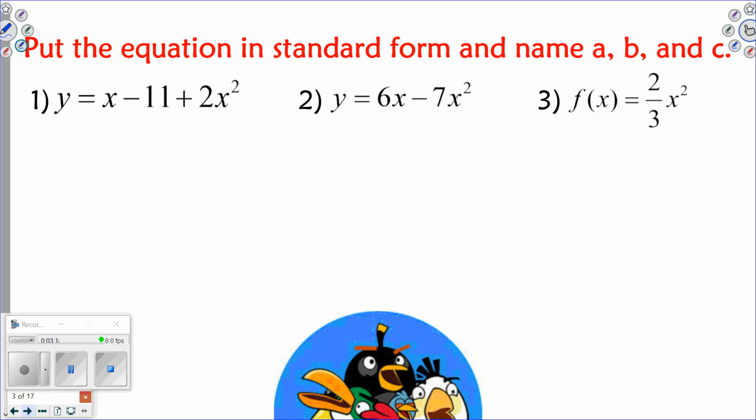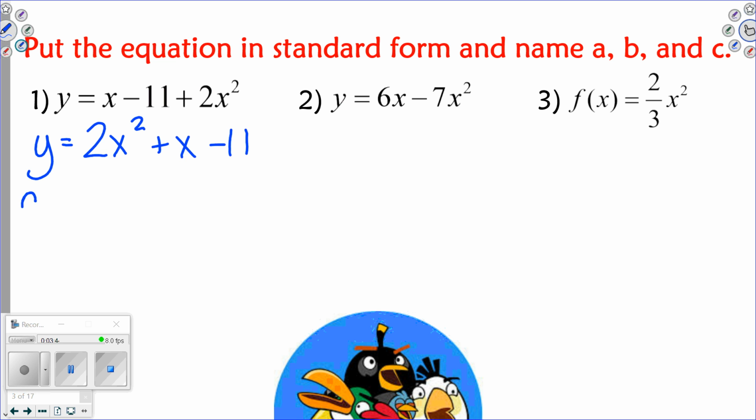All right, just to make sure, I know it's Monday, let's get our brains working here. I know we know how to do this, but can you put the equation in standard form and then tell me what A, B, and C are? We did this all in the last chapter. So this first one, how should it be written? Y equals 2x squared plus x minus 11. You want your x squared, then your x, then your number.